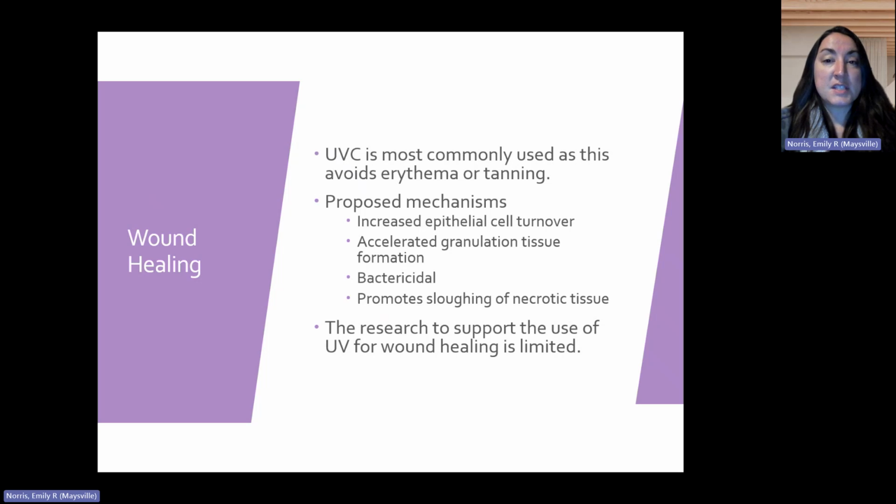With wound healing, UVC is the most common one used. And one of the reasons is it doesn't cause the erythema or the tanning. One of the mechanisms, so we believe that it increases epithelial cell turnover, it accelerates granulation tissue formation, it decreases the bacteria, and it promotes sloughing of the dead tissues. And then the research to support this is limited, so it's really unclear how much it affects wound healing, but it has been used in the past for that reason.